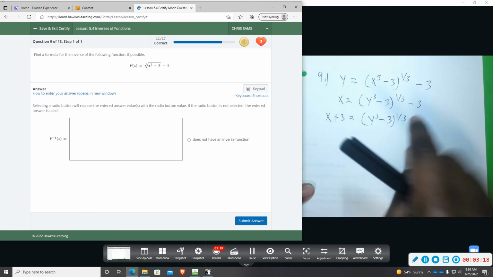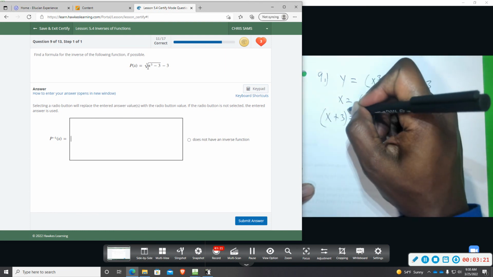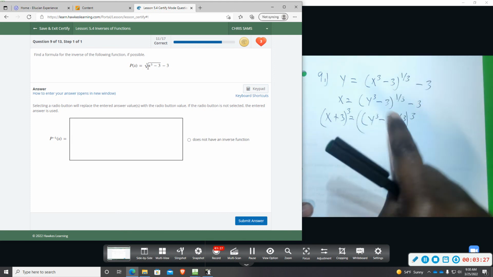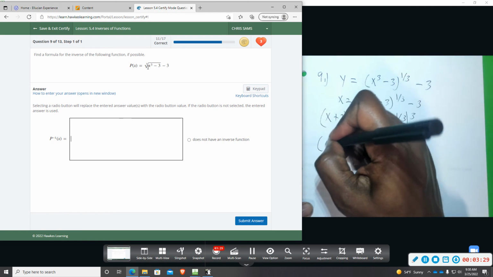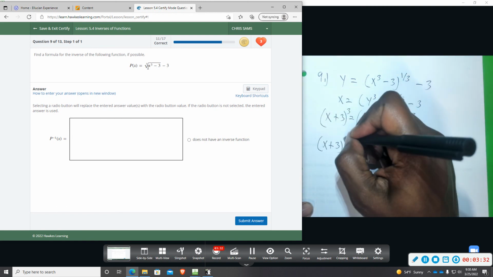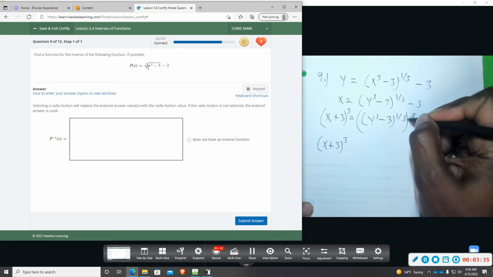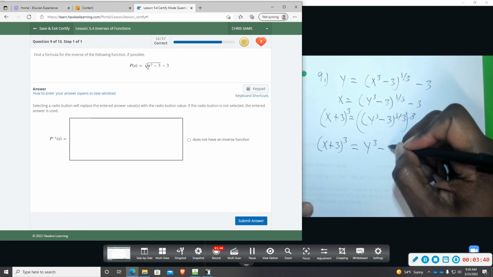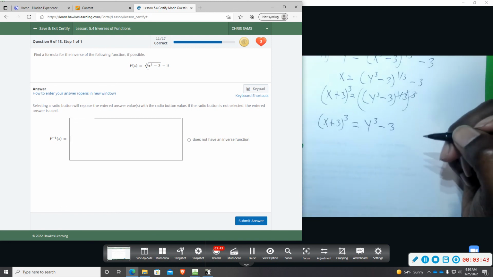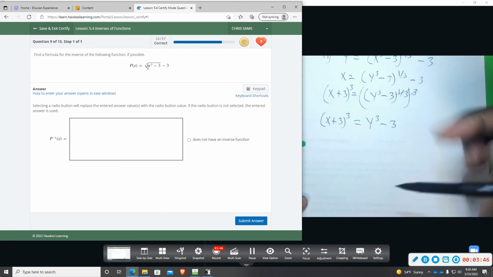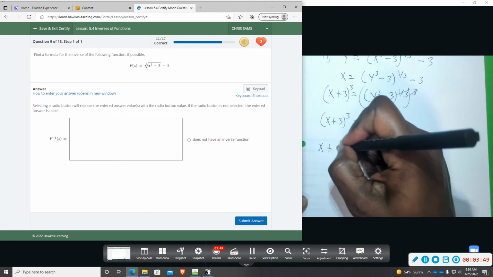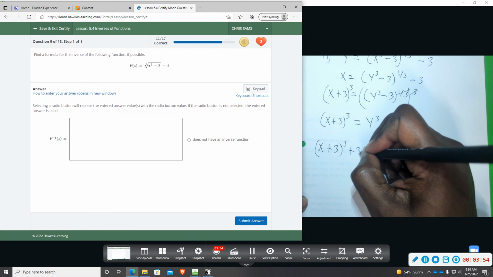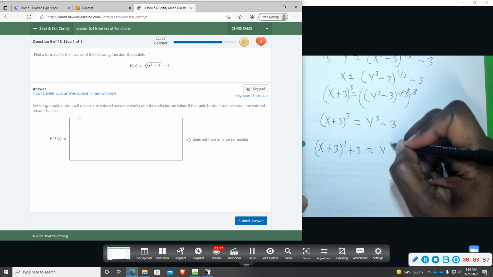To get rid of the 1/3, we're going to raise both sides to the 3rd power. So all of this is being raised to the 3rd power. I'm going to leave this like it is. So I'm going to write x plus 3 to the 3rd power. This 3rd and 1/3 will cancel out. So now I just have y to the 3rd minus 3. Then we're going to add this 3 to both sides. So I have x plus 3 in parentheses to the 3rd, and then plus 3 is equal to y cubed.